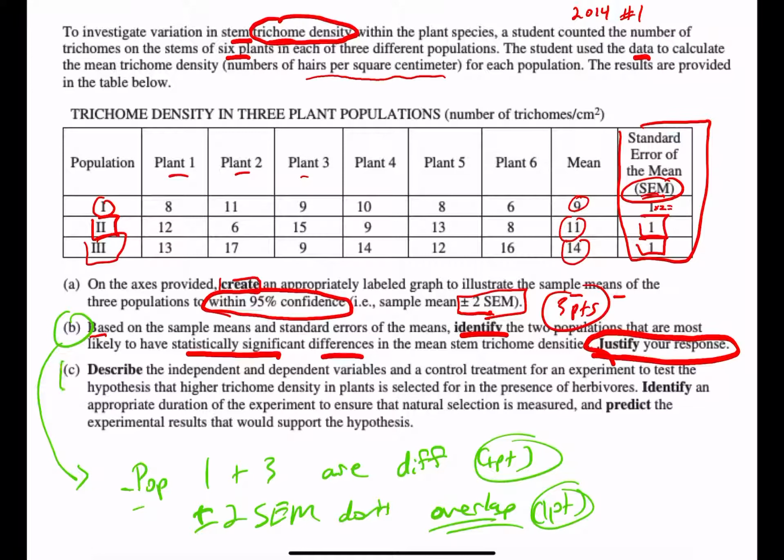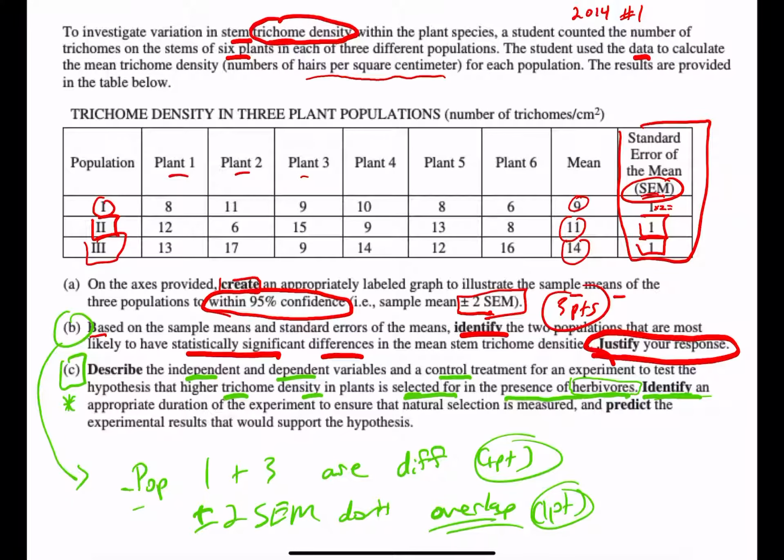Now C, I'm going to put a little asterisk next to C because it's one of those things that you're not going to be specifically tested on. They could throw in an evolution question if they decide to, but it wouldn't be specific. This one is a little specific to natural selection, more so on the scientific method. But it says describe the independent and dependent variables and a control treatment for an experiment to test the hypothesis that a higher trichome density in plants is selected for in the presence of herbivores. Okay, so they're going to test that a higher trichome density is going to be selected for in the presence of herbivores. Okay, so herbivores, if you don't remember, are going to be species that eat plants, right?